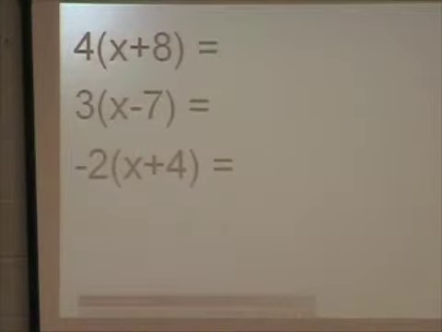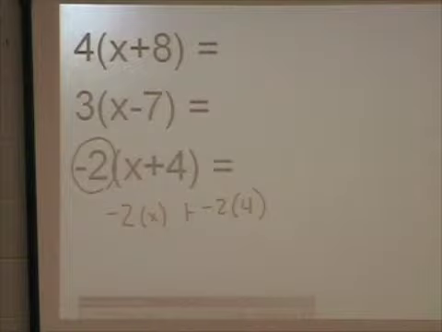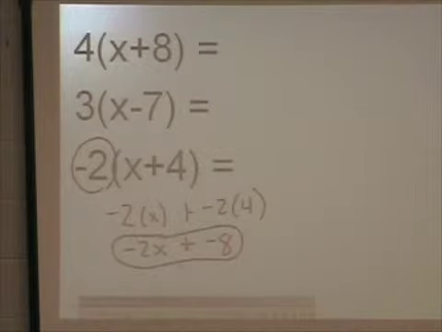Now, here I need to multiply negative 2 times everything inside the parentheses. Negative 2 times x plus negative 2 times 4. Good. Negative 2 times x is negative 2x plus negative 2 times negative 4 is negative 8. I can't combine these. If I could, I would. You understand? If they would go together, then I should put them together. But these won't because they don't have the same variable. So they're not like terms.